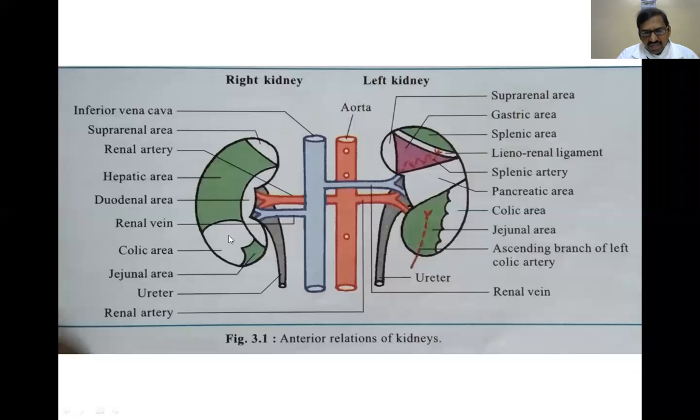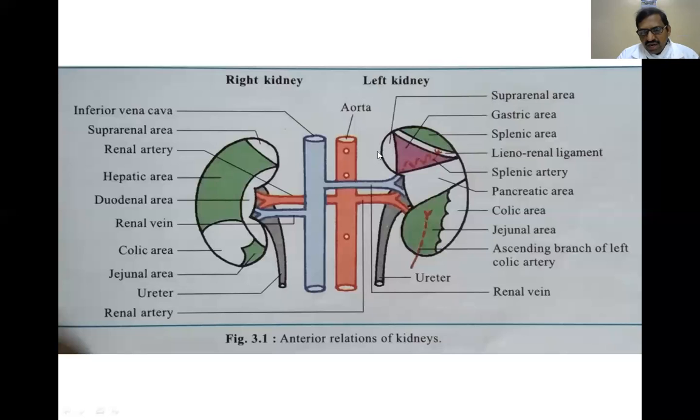This area of the anterior surface, and this small area, is related with the jejunum. So out of these 6 areas, 2 are peritoneal, that is the hepatic and jejunal areas. These are the peritoneal relations, covered by greater sac peritoneum. These are the 6 relations of the anterior surface. Coming to the left kidney, there are also 6 relations, but they are different.